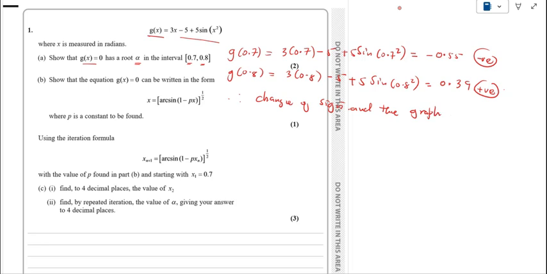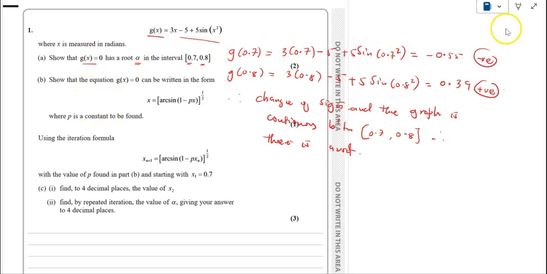And the graph is continuous in the interval, continuous between 0.7 and 0.8. Therefore, there is a root. Remember to always put the conclusion. Okay, the next part.